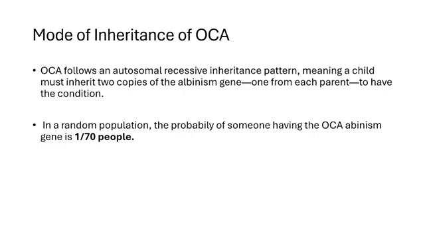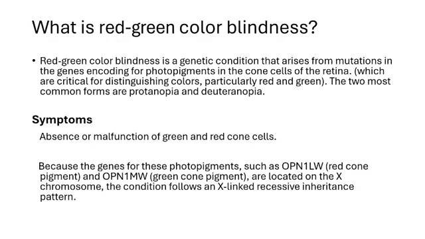For this assignment, we will be looking only at OCA, which follows an autosomal recessive inheritance pattern, meaning a child must inherit 2 copies of the albinism gene, one from each parent, to have the condition or to express the trait. In a random population, the probability of someone having the OCA albinism gene is 1 in 70 people. This probability will be used in the calculations to follow.